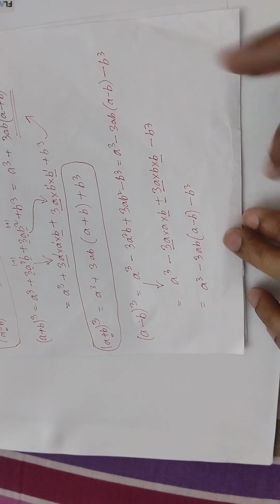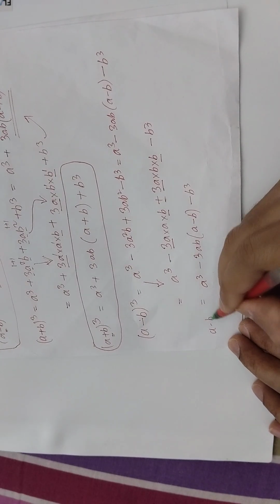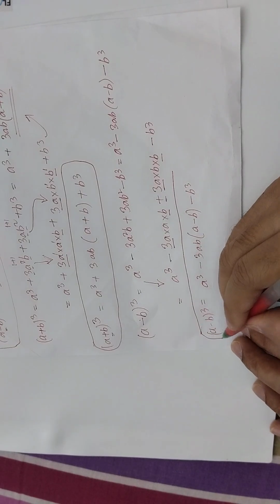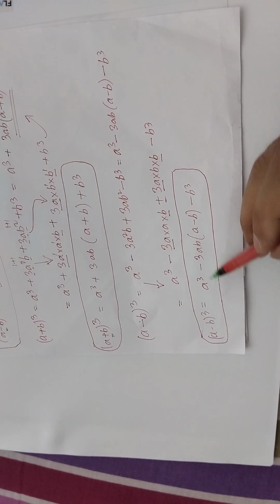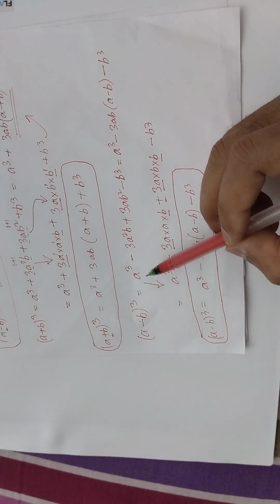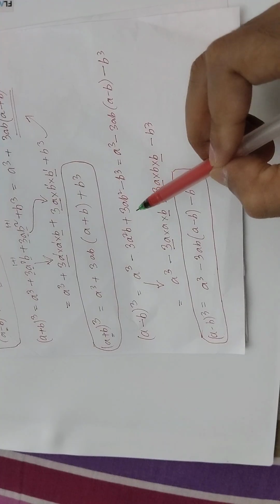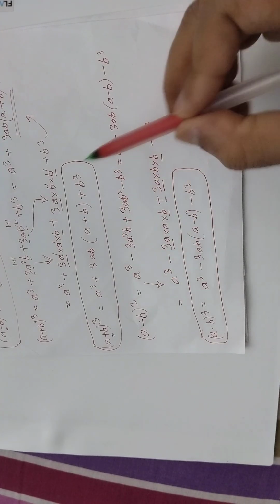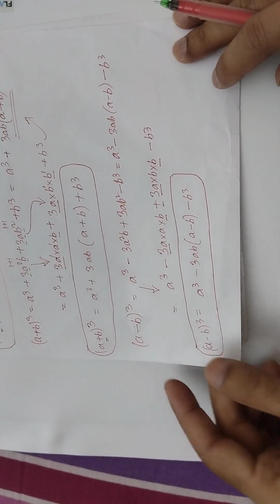Now the question is, the equation (a − b) whole cube is expanded as a^3 − 3a^2 b + 3ab^2 − b^3. How do we come to this conclusion? Well, it's very easy. How do we do that? Well, let me show you.